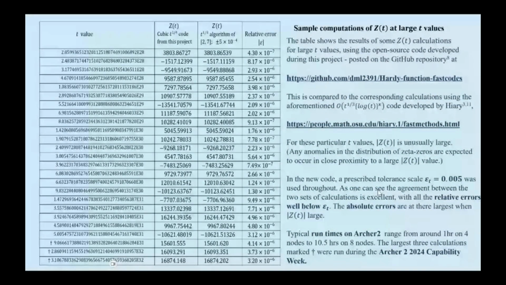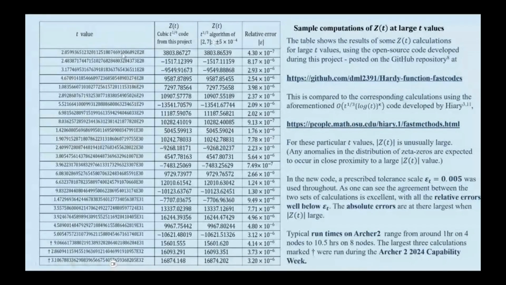So I've done some calculations. The tolerance scale I mentioned before was set to the value 0.005. So the user can play around with that. If you make that bigger, you get a faster run, slightly less accurate. If you make that smaller, you get a slightly slower run, which is more accurate. But this seems to be a good compromise value. And you can see the values here.